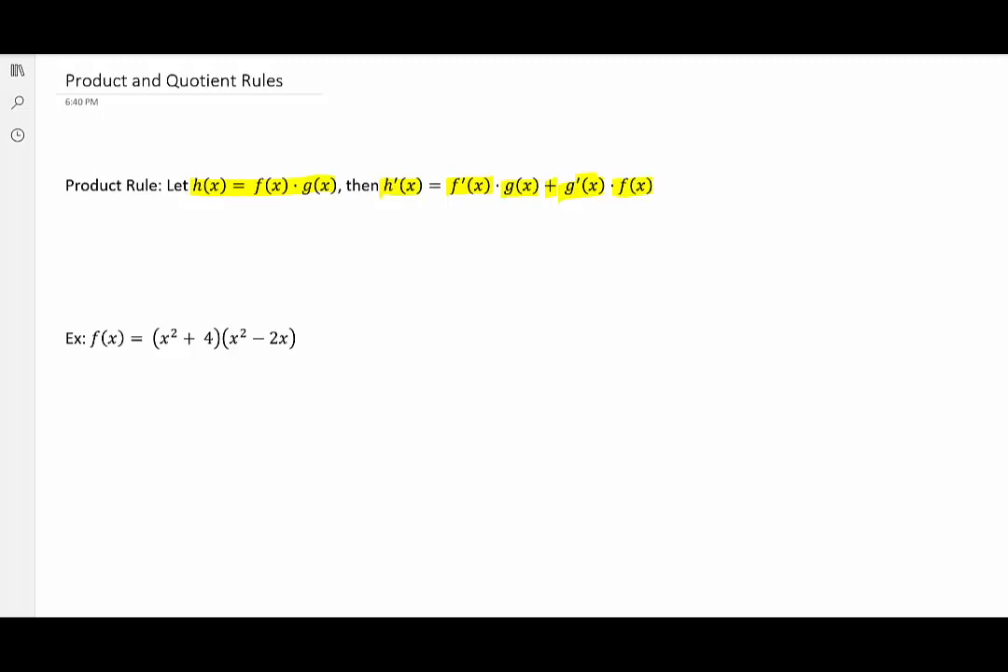Alright? Well, if you're confused about all the f's and g's, I like to think of it in terms of this. Let's say h of x is some function a times some function b. Okay? So let's say h of x is a times b. The product rule is telling you this is simply a prime times b plus b prime times a. And so what that means is you take the derivative of one of the functions, multiply by the other left alone, plus, and then you do the vice versa.